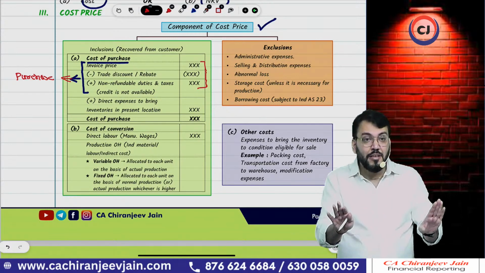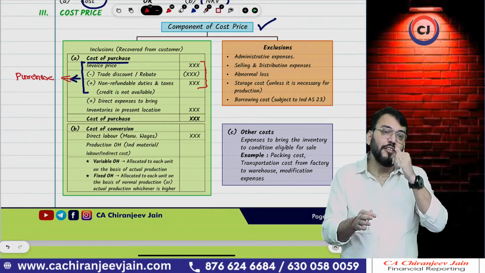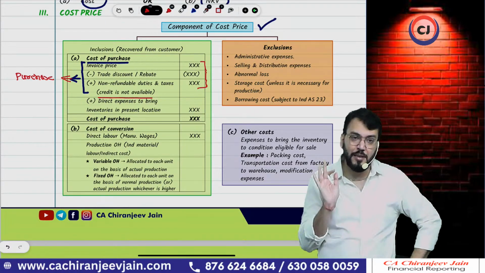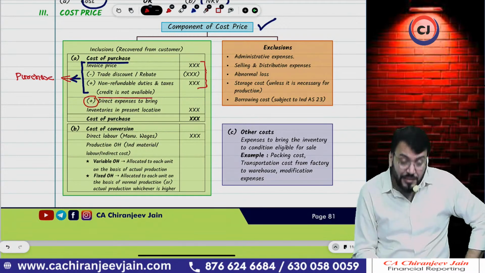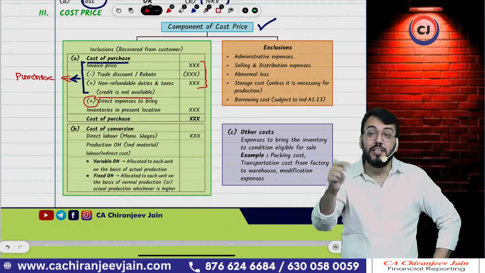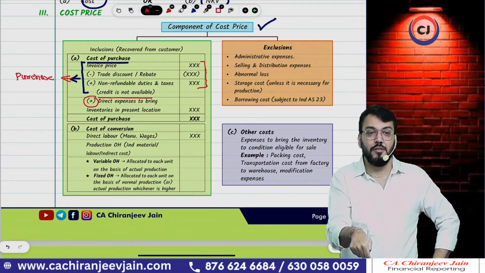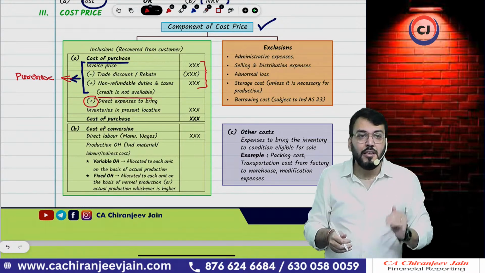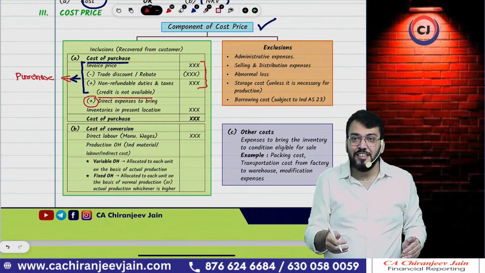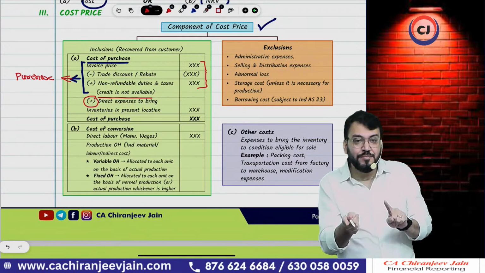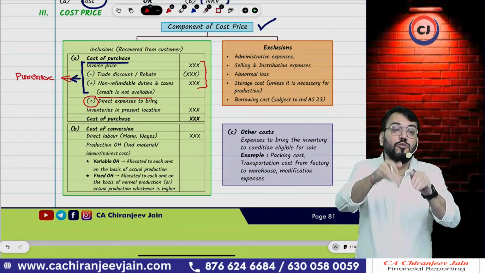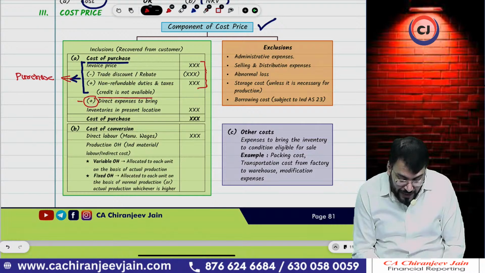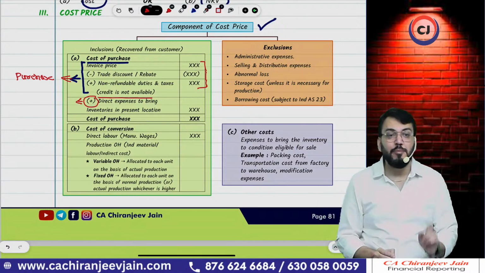Refundable, then don't add it. But if input credit is not available, then you add it. So non-refundable means credit is not available. Then you add directly attributable expenses to bring the inventory to its present location. Present location means, if non-manufacturing, the warehouse; if manufacturing, the factory. So it depends upon where you are bringing it. Once you add all those expenses, it becomes cost of purchase.